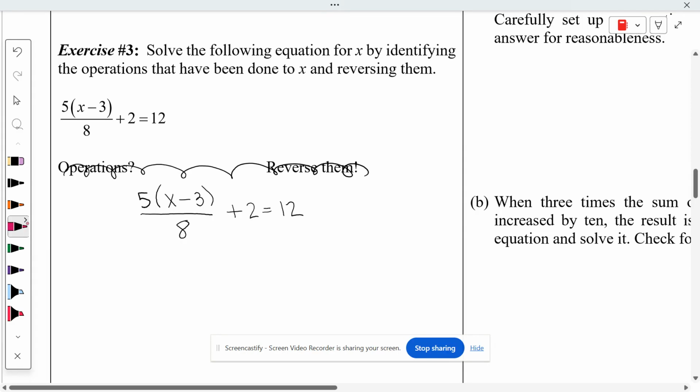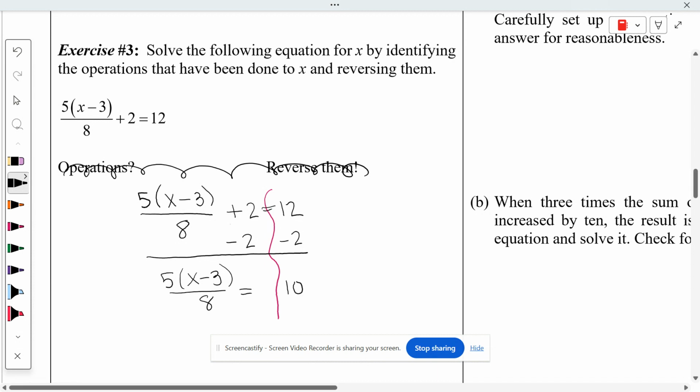So the first thing that I do is I always split my equal sign with what I call a river. I'm going to draw the river, right? So I'm trying to get x all by itself. The first thing I see that I have to move away is this plus 2. Well, the opposite of a plus 2 is a minus 2. That gives me 5 times the quantity of x minus 3 all over 8 equals 12 minus 2, which is 10.